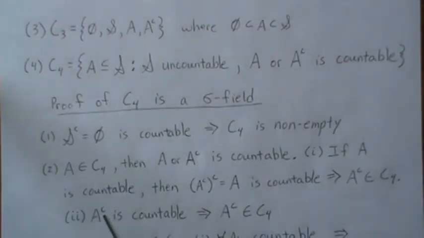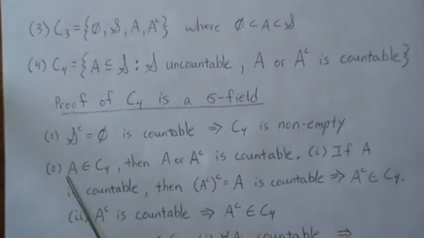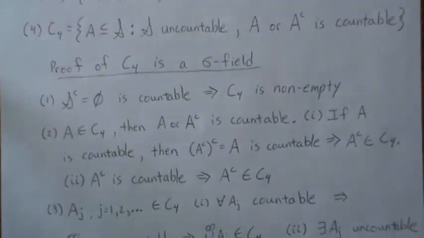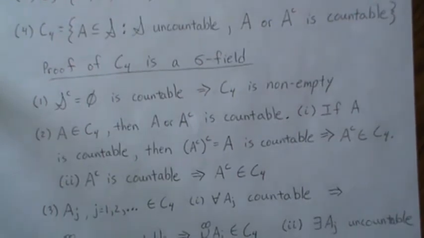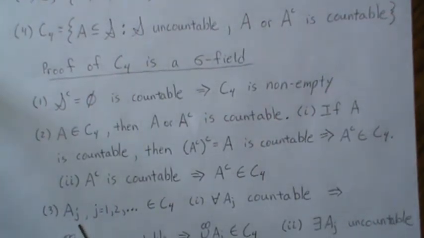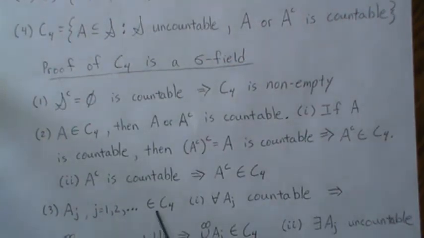And 2, if A complement is countable, well then it's automatically in C4. So if we have a set in C4, its complement's also in C4. Now here, property 3, that the countable union is back in C4. So let's let A_j be the sets from 1, 2 to infinity.